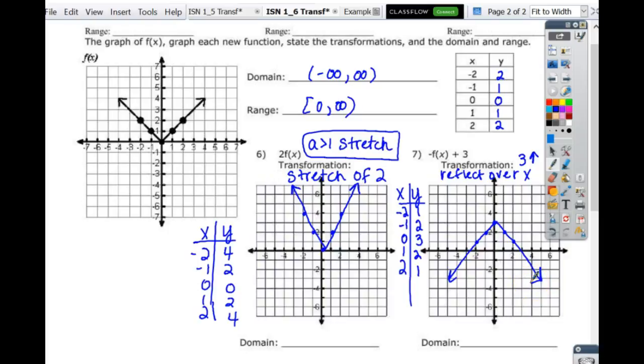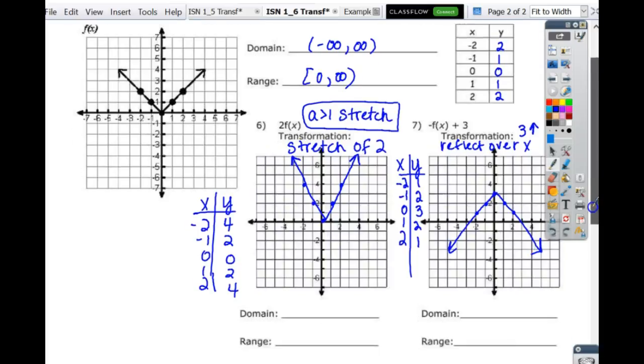So this reflected over the x-axis, which means it flipped. So we flipped it upside down and then pulled it up 3. And that makes sense to me because if I added 3, the vertex has to go from 0 to 3. And the negative flips it upside down. Okay.